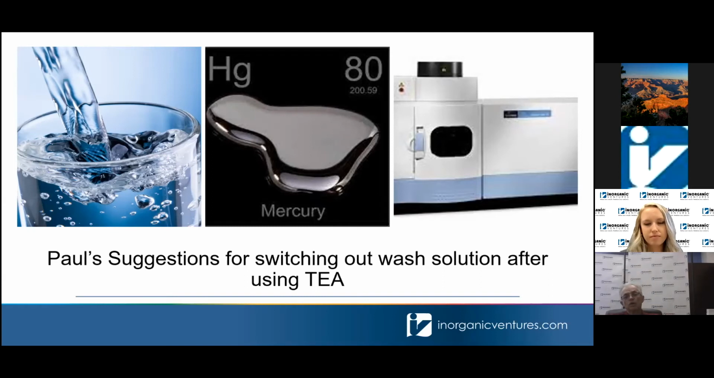What we would do at that time, if we were doing mercury, was use a separate wash system for it, because the presence of the T doesn't affect anything else, just the mercury.